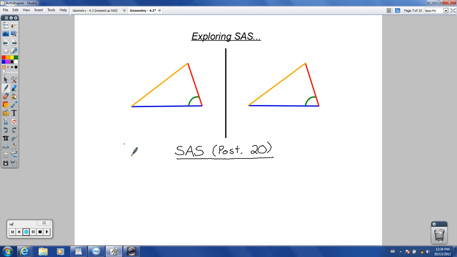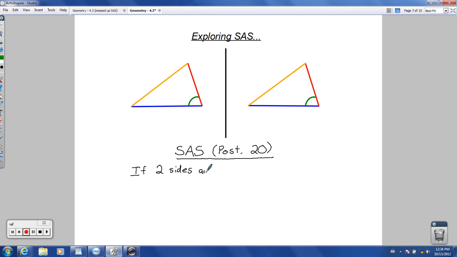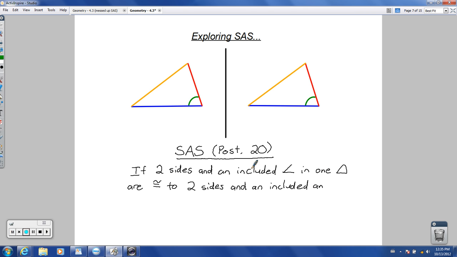But now this one says if two sides, and it's not any old angle, but it has to be that included angle, if two sides and an included angle in one triangle are congruent to two sides and an included angle in another, the triangles are congruent.